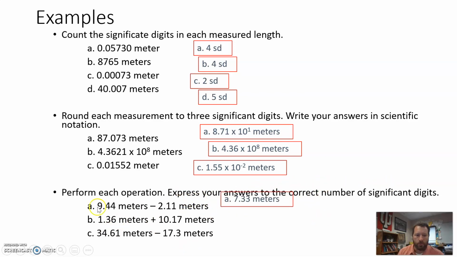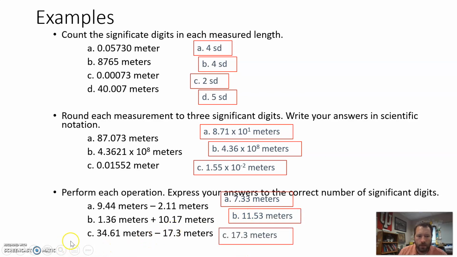So performing some operations, 9.44 minus 2.11, 7.33. 1.36 plus 10.17, 11.53. And then this one, we'll discuss this in the next slide. I don't think we're quite to operations yet.